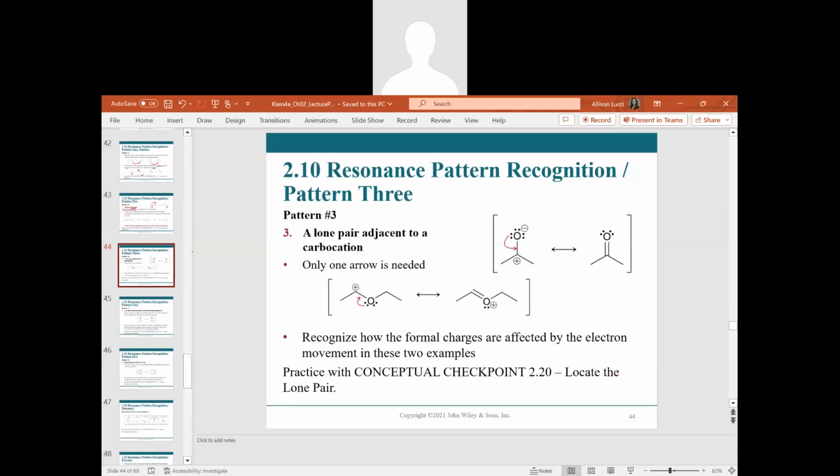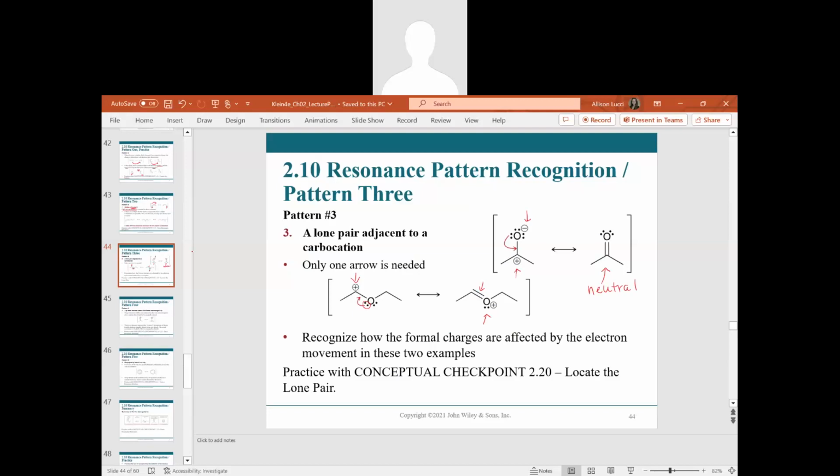Pattern 3 is when we have a lone pair adjacent to a carbocation. So carbocation is here, lone pair is here at the tail of the arrow. The head moves to form this double bond here. And now our oxygen has 3 bonds, 1 lone pair, so we end up with a +1 formal charge. What we see in this top example is something similar. We see movement of a lone pair to form a double bond, but what we had here was a positive charge and a negative charge, so our resonance structure results being neutral.